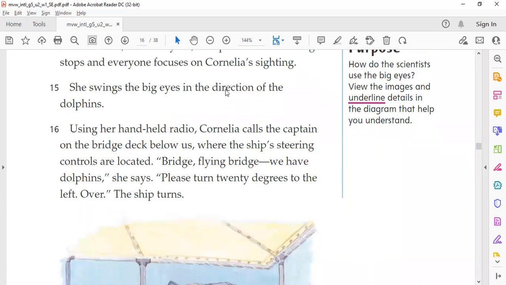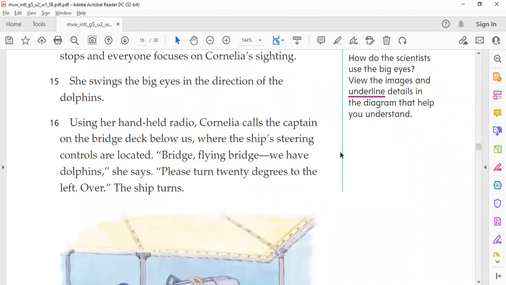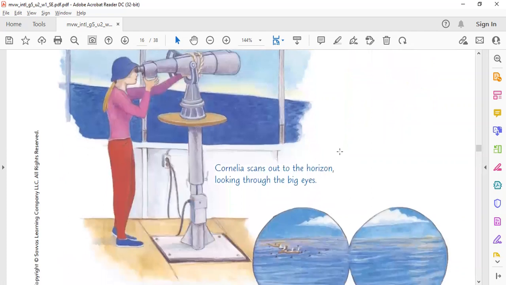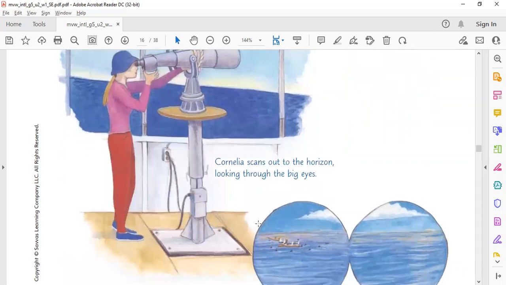How do scientists use the big eyes? How do they use it? I need you to give me an answer through here. Telescope. How do the scientists use the big eyes? To see, right. They do what?